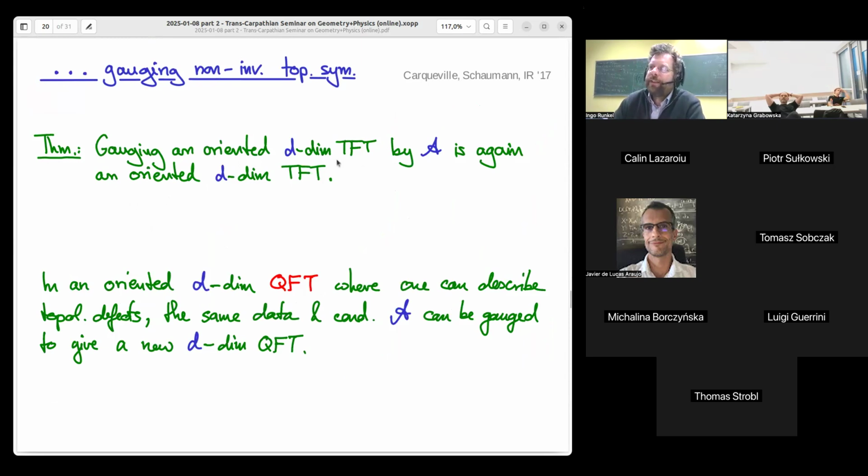So if you do this in a d-dimensional TFT, then the output is again a d-dimensional TFT. I'm allowed to call this a theorem because I have a mathematical description of d-dimensional TFTs. The same will work and is used also for d-dimensional quantum field theories, but I can't make it into a theorem because I don't have a mathematical functorial description of d-dimensional QFTs to which I could apply this. But intuitively, it's the same procedure. Take your quantum field theory in d dimensions, put a foam, evaluate. Okay, so that is what gauging means.